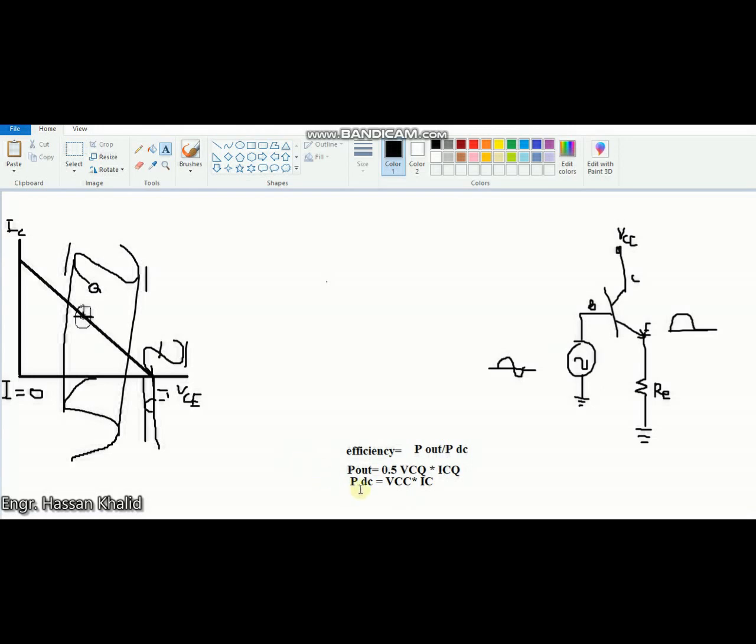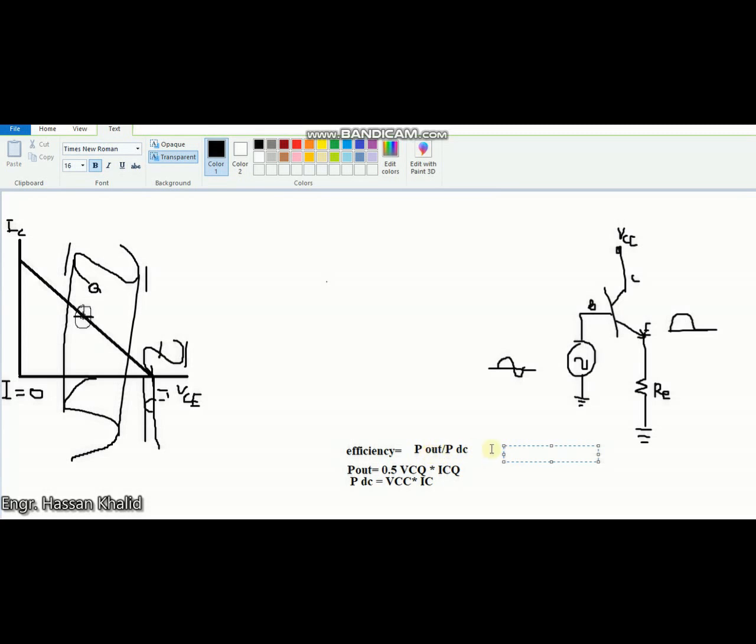Now the PDC is actually equal to VCC multiplied by the collector current. So VCC is once again the voltage that is being used for the biasing, that is once again 10 volt. Now IC will be the current that will be consumed due to the presence of the ammeter resistance. If I take the ratio of P out to PDC, I will get 0.5.